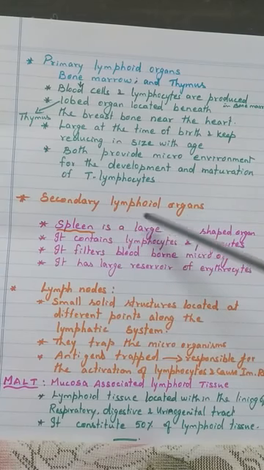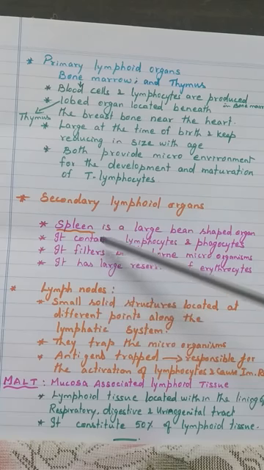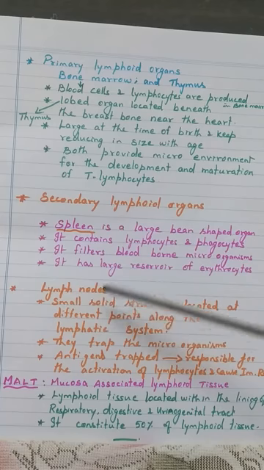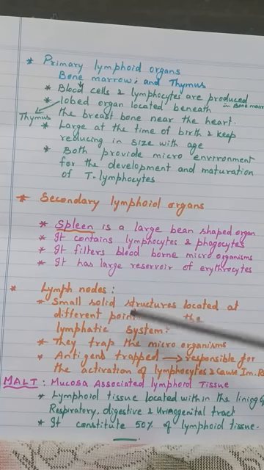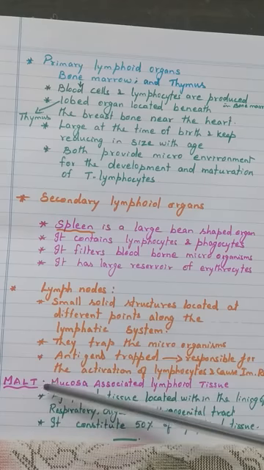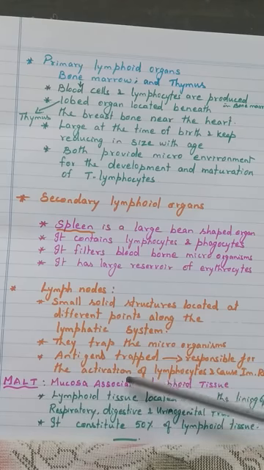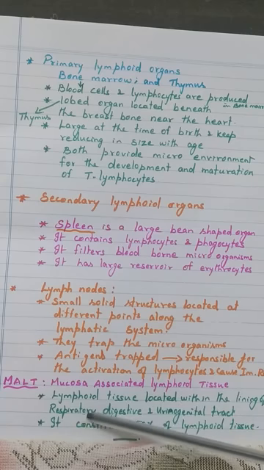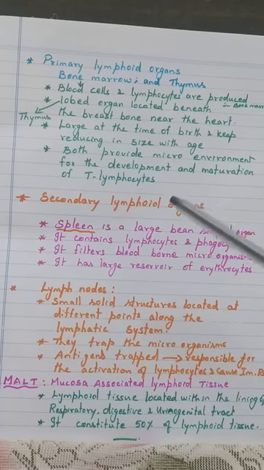Secondary lymphoid organs are spleen and lymph nodes. The spleen is a large bean-shaped organ and it contains lymphocytes, phagocytes and erythrocytes. It filters the blood. Lymph nodes are small solid structures at different points along the lymphatic system, and they also trap microorganisms, that is antigens. Another lymphoid tissue is mucosa associated lymphoid tissue. It constitutes 50% of the lymphoid tissue and is present in the lining of the respiratory, digestive and urinogenital tract. With this we completed the immune system in the body.